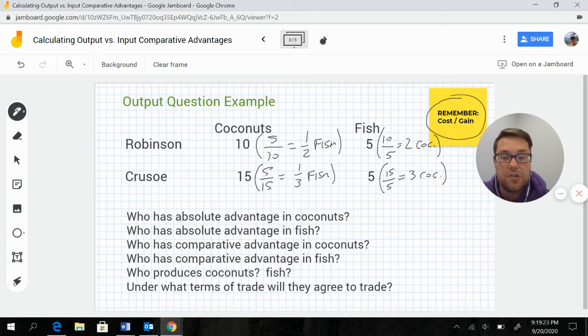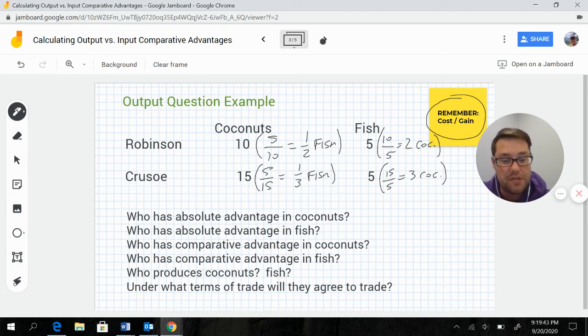Again, for absolute advantage, you don't need to do that, but we did our calculations first. So who produces more coconuts? Well, Crusoe has a bigger number than Robinson, so that would be Crusoe here. Absolute advantage in fish, well, they actually produce the same amount. So no one has an absolute advantage here because they're essentially tied.